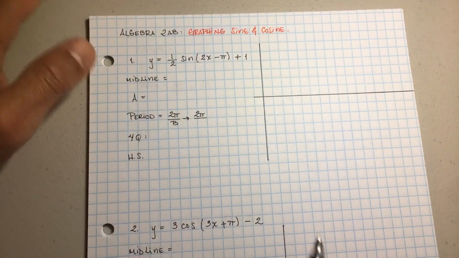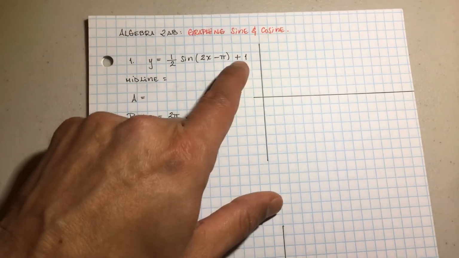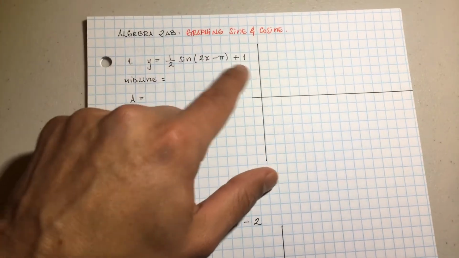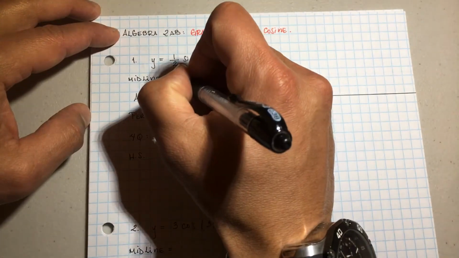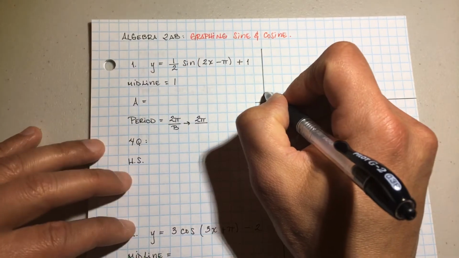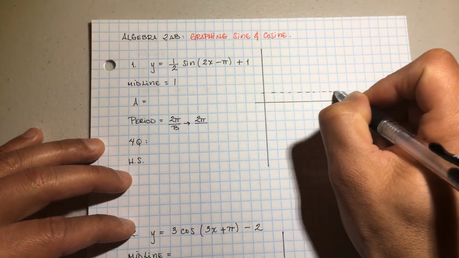So what do you start with? Once you draw your x and y axis, you start off with the midline. What's your midline? It's the number that's by itself. Sometimes it'll be out in the front. Usually it's out in the back. So this guy by itself, positive 1. So here's 1. Cool. So now let's go ahead and draw. Positive 1 is right here. So let's go ahead and draw our new midline, dot, dot, dot.